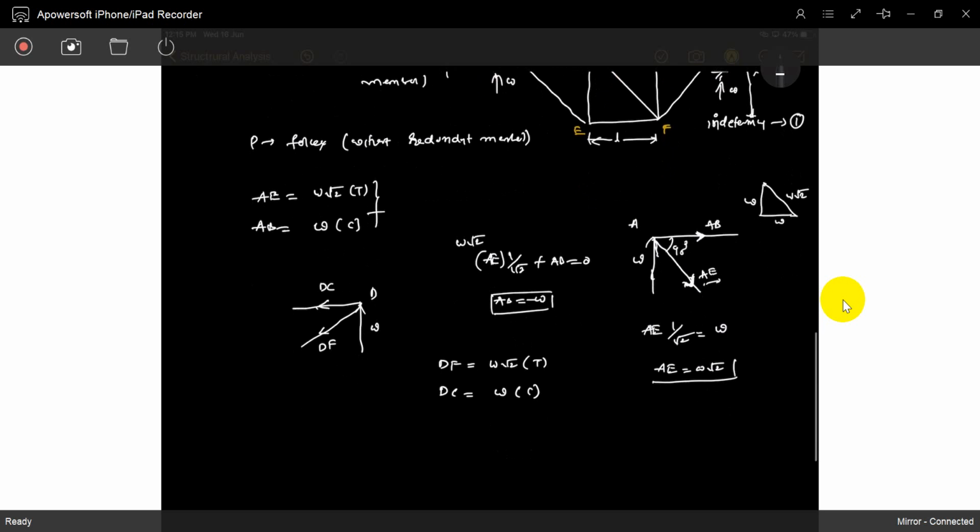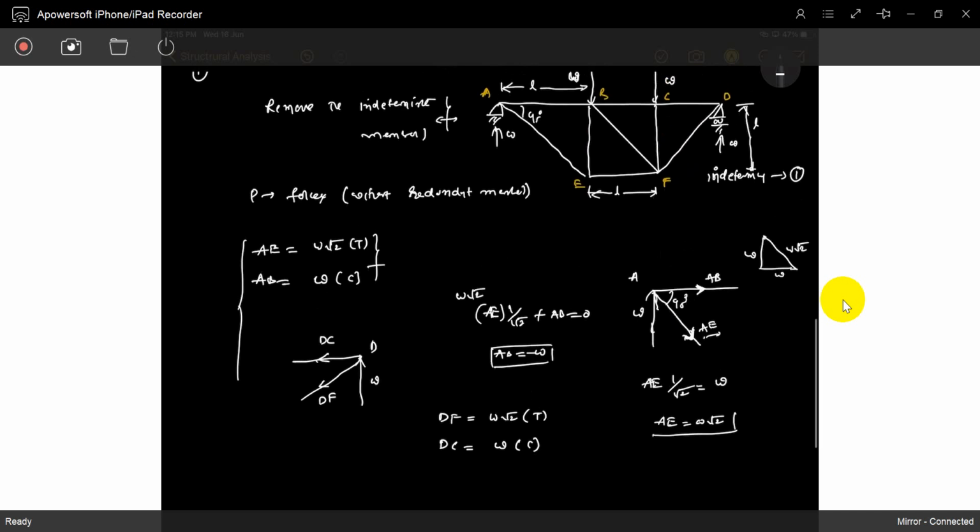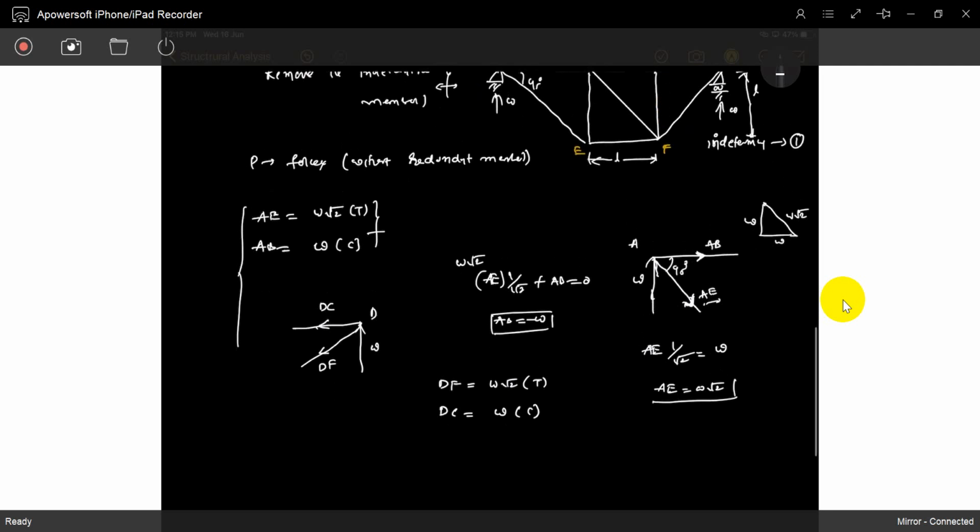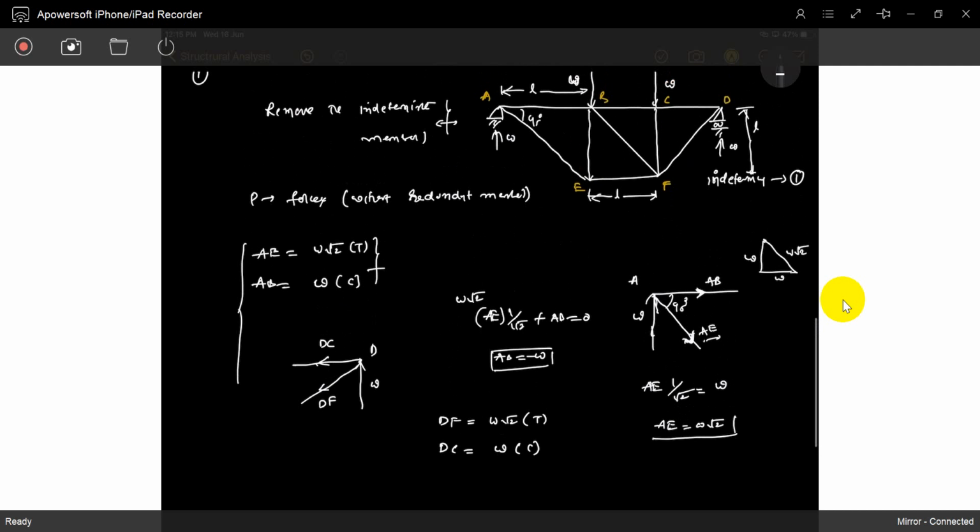So I will solve so many trusses. Before the classes, I already solved 2-3 truss problems. I don't want to waste our time solving every joint. Otherwise, I will solve one more joint, E.